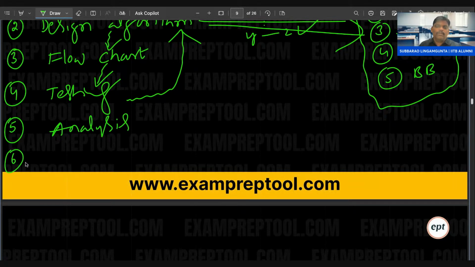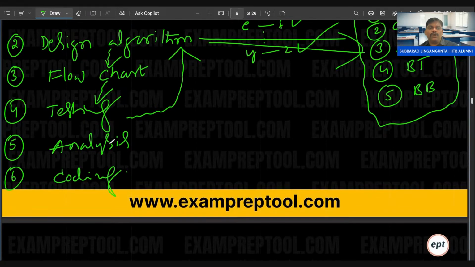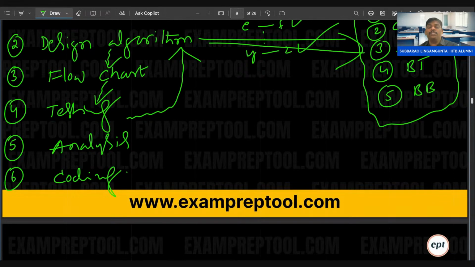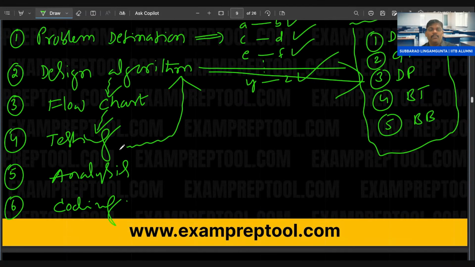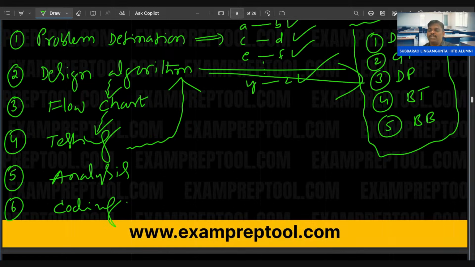Right? Sixth one, you can do. Lastly, coding you can do. So remember, company to company, organization to organization, the small company, big company, steps will increase, steps will decrease. In a startup company, all these steps are one step only. In the bigger companies, these steps are maybe the 6 steps I have written.